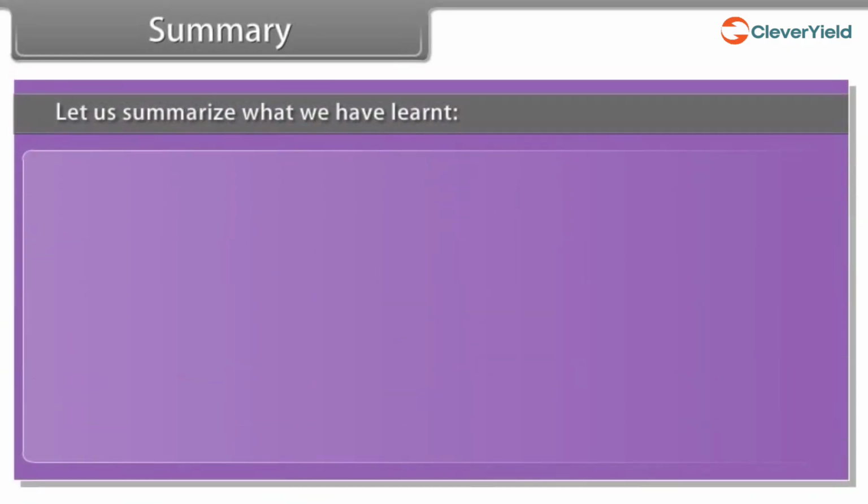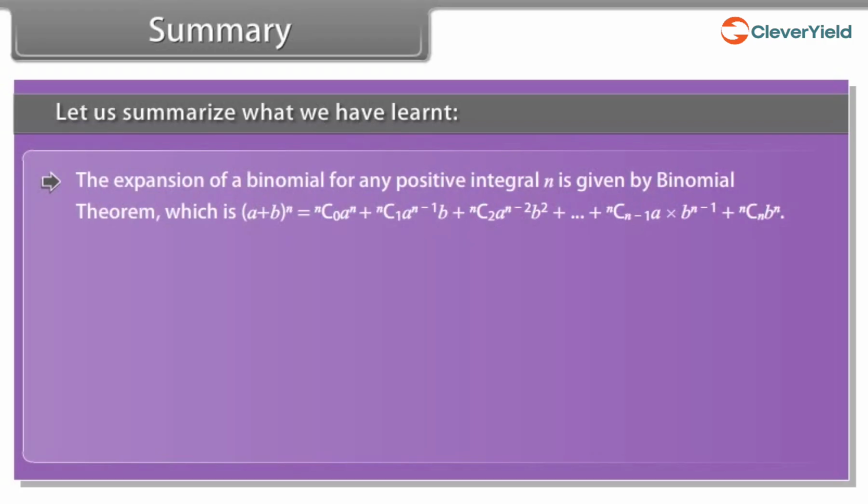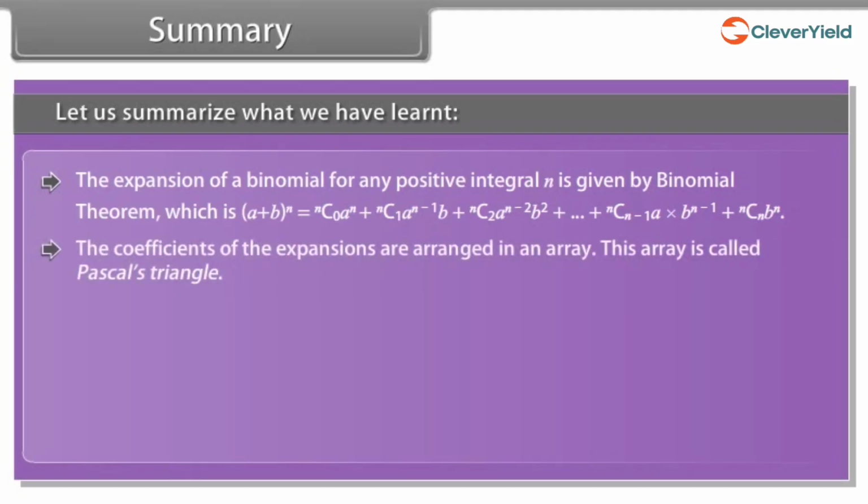Summary. Let us summarize what we have learned. The expansion of a binomial for any positive integral n is given by the binomial theorem. The coefficients of the expansions are arranged in an array. This array is called Pascal's triangle. The general term of an expansion is also given.